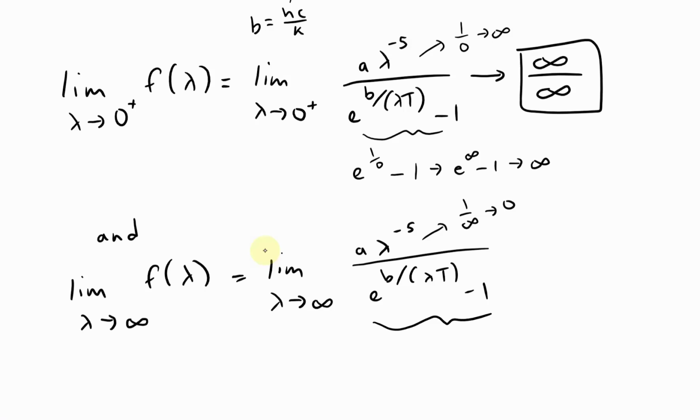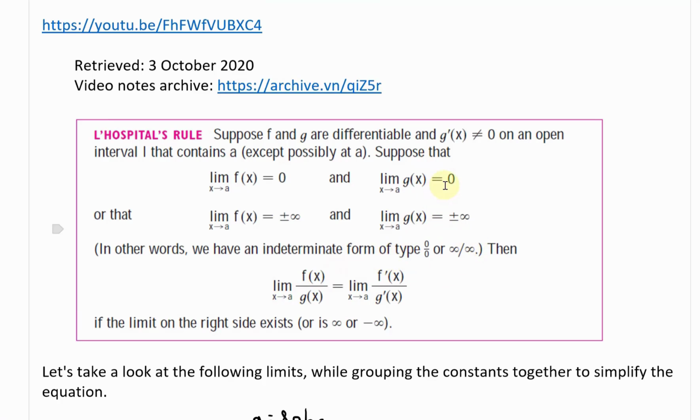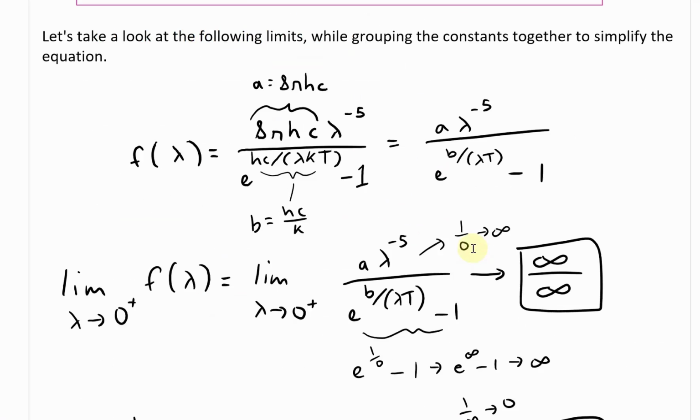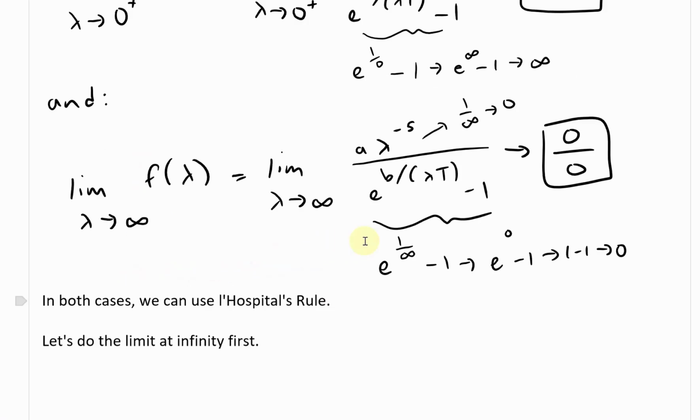And in this part right here, you're going to have e to the 1 over infinity, which goes to e to the 0 minus 1. e to the 0 is 1, so 1 minus 1 equals 0. So you're approaching 0. This goes to 0 over 0, which is also indeterminate as per L'Hopital's rule. So we have both 0 over 0 and infinity over infinity. In both cases, we could use L'Hopital's rule.